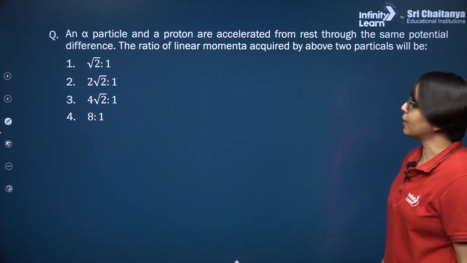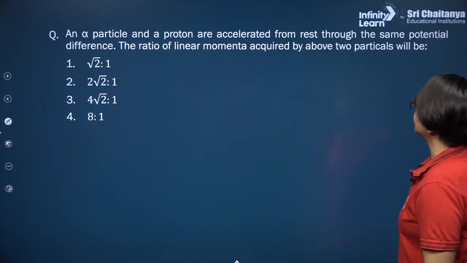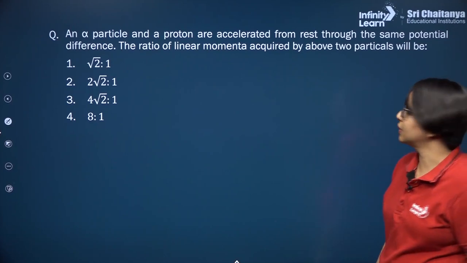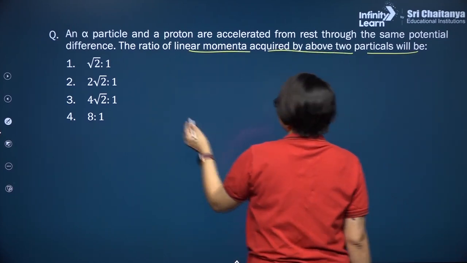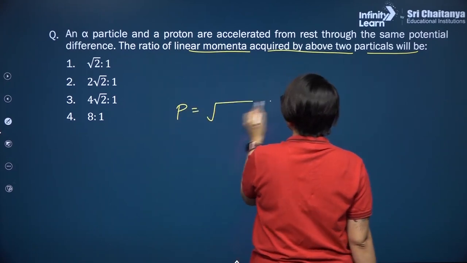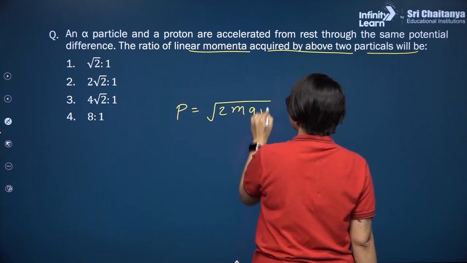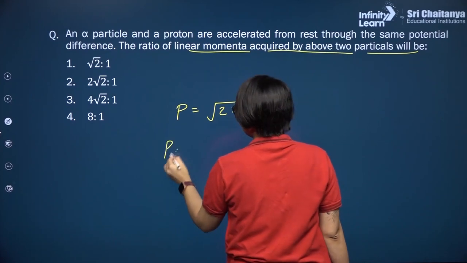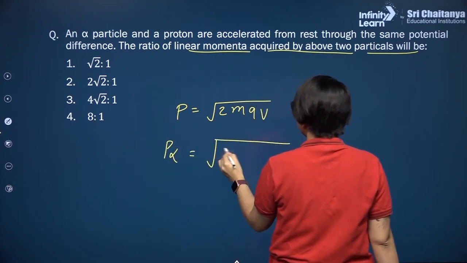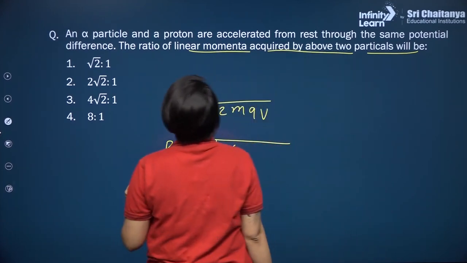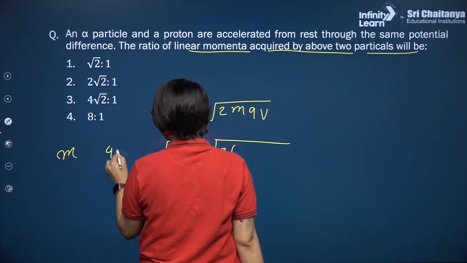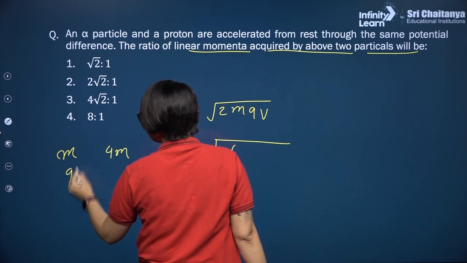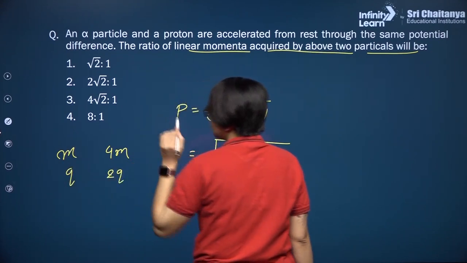Next is, an alpha particle and a proton are accelerated from rest through the same potential difference. The ratio of the linear momenta acquired by the above particles will be, so linear momentum is under root of 2mqV, right. So for the alpha particle, it is under root of 2 times, now if you compare proton and alpha particle, the mass of the proton is m, then the mass of the alpha particle is 4m, the charge on the proton is q, then the charge on the alpha particle is 2q, right.